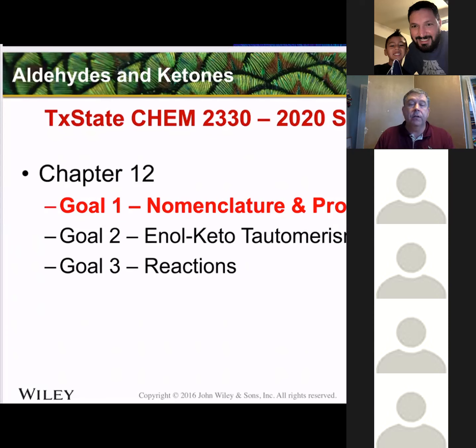And then the last thing we're going to do is the reactions of ketones and aldehydes, including addition reactions and reduction reactions. But most of them are going to be what we call addition reactions. We're going to take that double bond back down to single bonds.